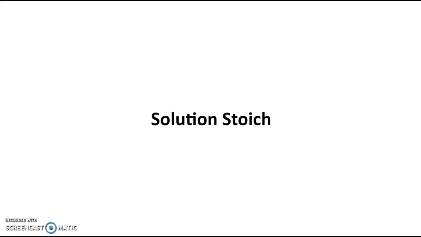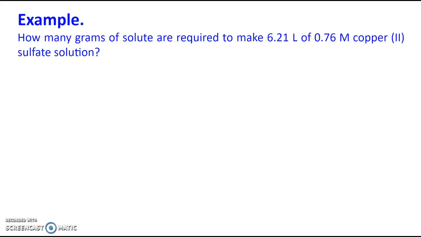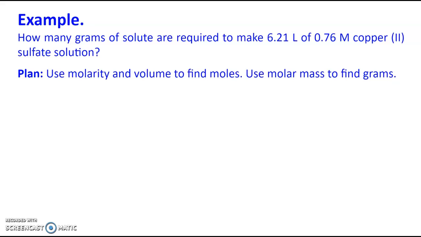The last piece I want to talk about is how stoichiometry interacts with solutions and solution chemistry. So, for example, how many grams of solute are required to make a 6.21 liter solution of 0.76 molar copper 2 sulfate? Okay, so a couple pieces here. First thing is I need to find moles. I have a molarity, I have a volume, so I'm going to find moles. Then from moles, I can use the molar mass to find grams. We're pretty experienced with that.